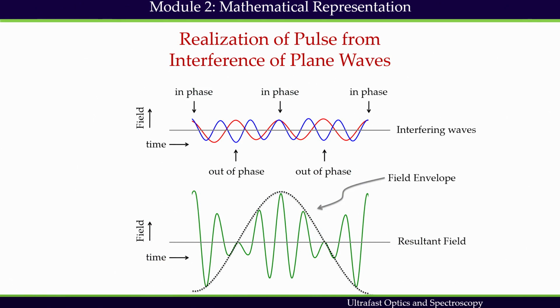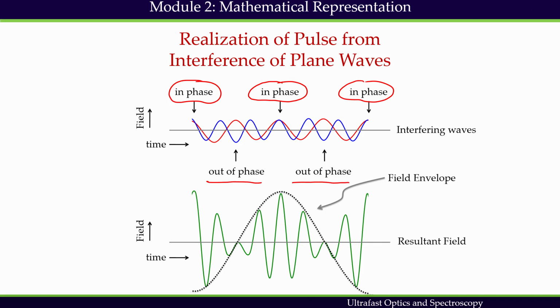The question is, how do we realize a pulse from the concept of plane wave? The idea of a pulse comes from the theory of optical interference of plane waves. Here we have shown two interfering waves with slightly different frequencies. The resultant field represents the pulse. The blue and red waves represent slightly different frequencies or wavelengths for the interfering waves. When they interfere in time, there are regions where these two waves are in phase, and there are regions where they are out of phase.